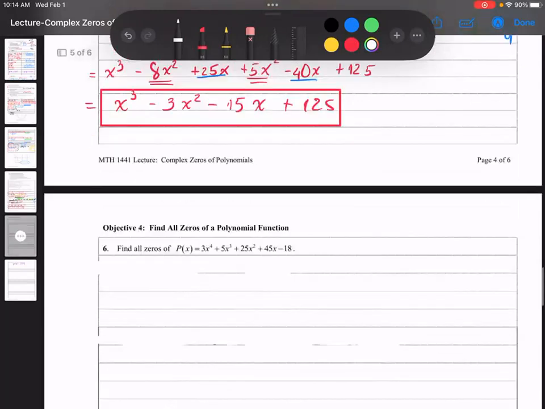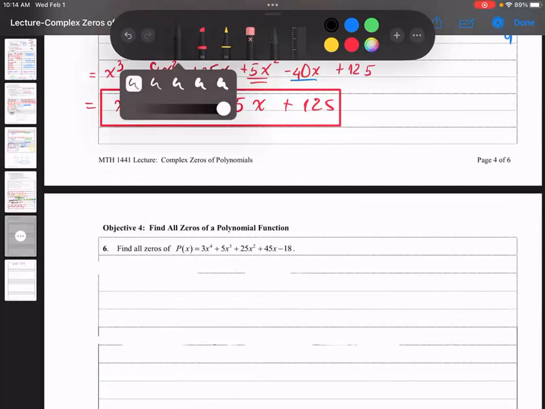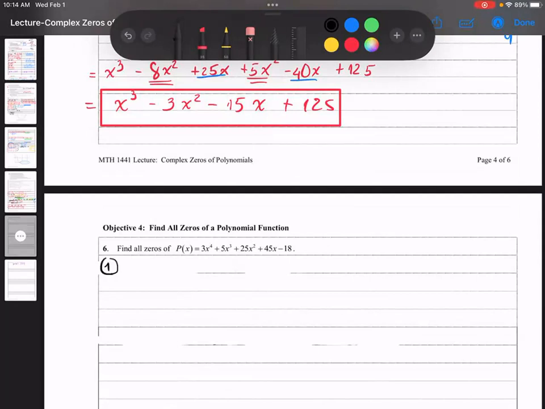Try all the zeros. Remember we did this last time with real coefficients. Now we do it with complex. Very similar process. Do you remember the first step? Find all the possible zeros, right? I'll write it down. Find all possible zeros.